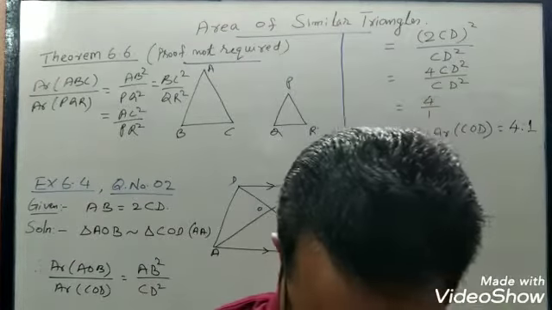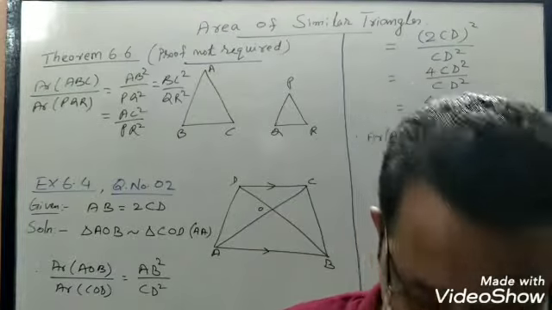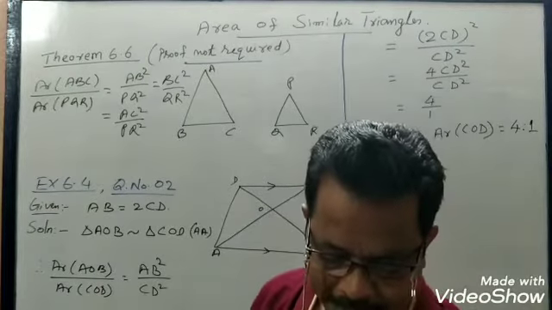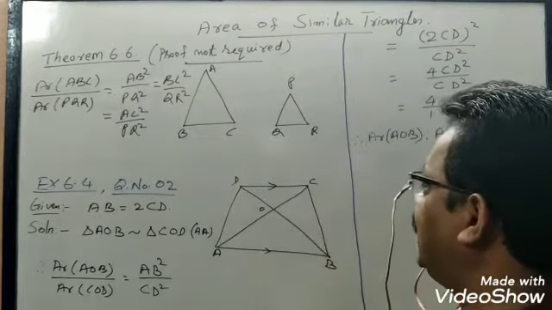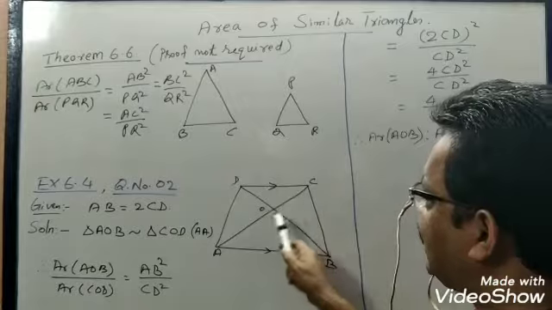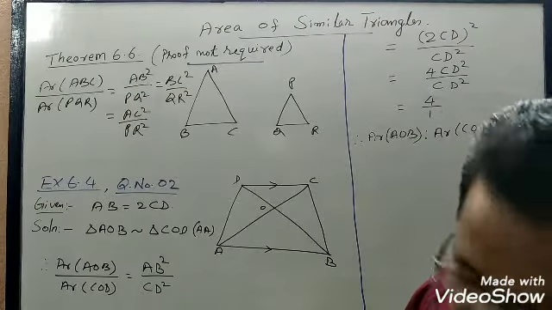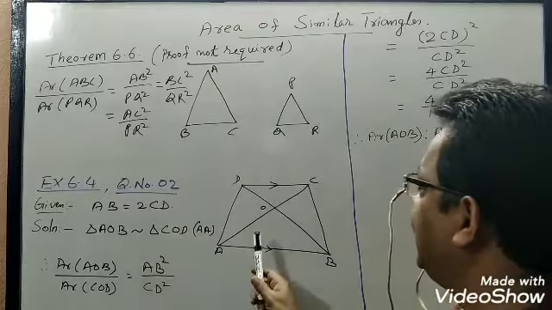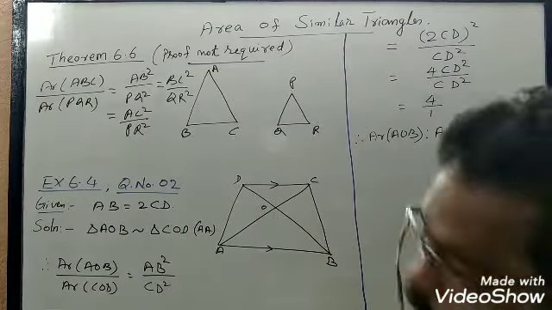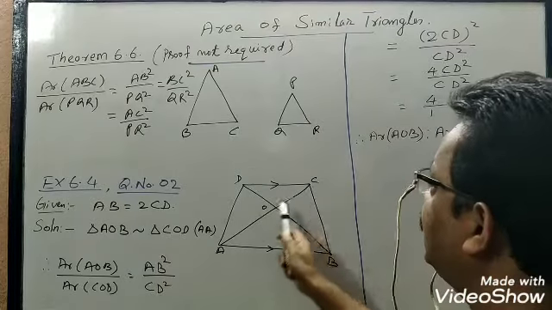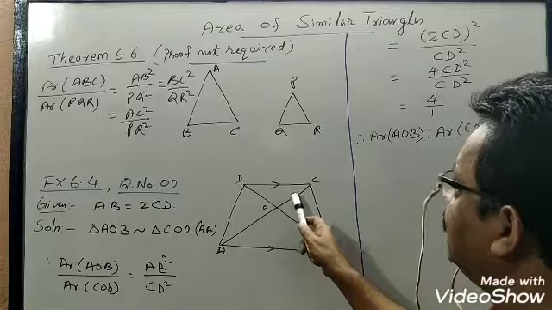Now question number 1 is very easy. You can solve it using the theorem. Question number 2, I will try to solve it. What is question number 2? Diagonals of a trapezium ABCD. ABCD is a trapezium. The diagonals intersect at the point O. If AB is equal to 2CD, that is given, then find the ratio of the areas of triangle AOB and COD. We have to find out the ratio of triangle AOB and COD.